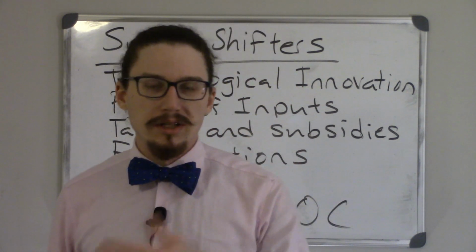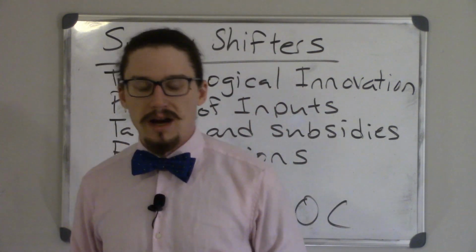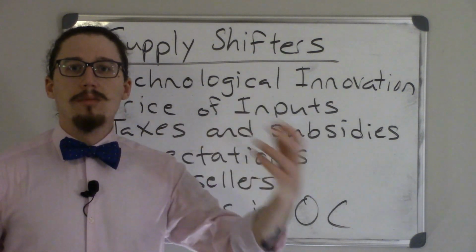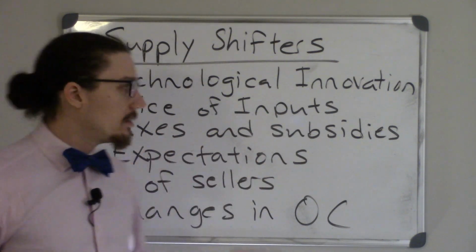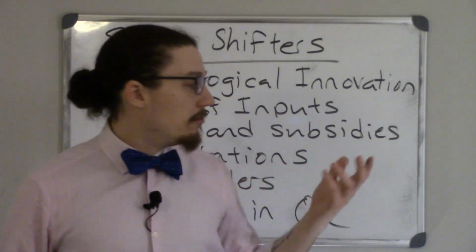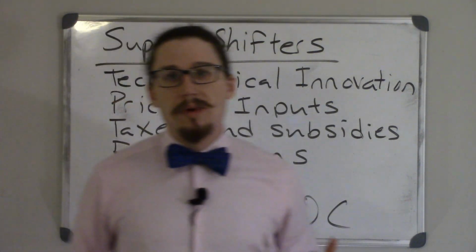When we have technological innovation, supply increases. On a fundamental level, that just makes sense. If we are more efficient at making things, we can make more of those things given the same inputs. So technological innovation is going to increase supply. The next one, price of inputs.